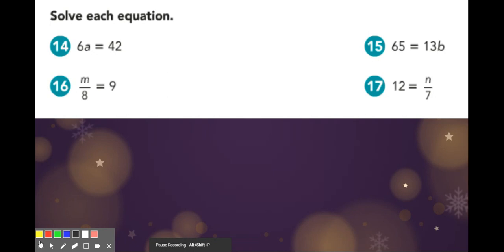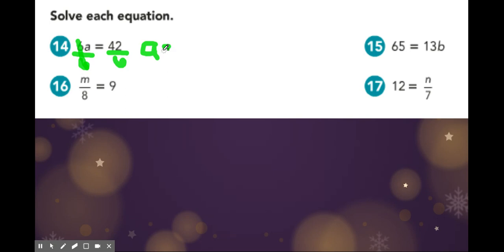Okay, for number 14, we have 6 times a is equal to 42. So we need to get this a all alone, but it's being multiplied by the 6. So in order to do that, you should have divided by 6. And if you divide one side by 6, you have to divide both. This cancels each other out. I'm left with just an a. And a is equal to 42 divided by 6, which gives me 7.